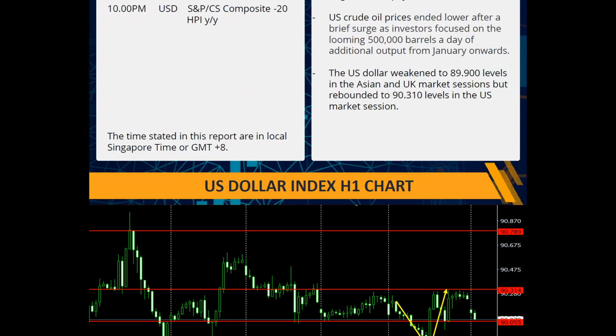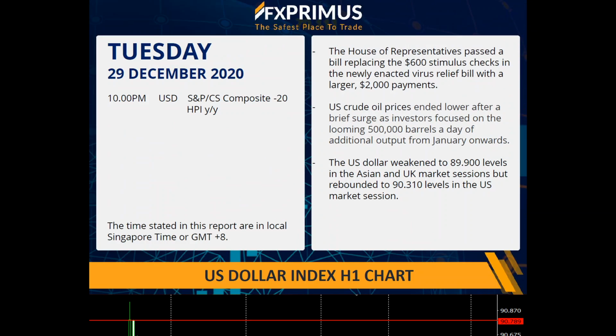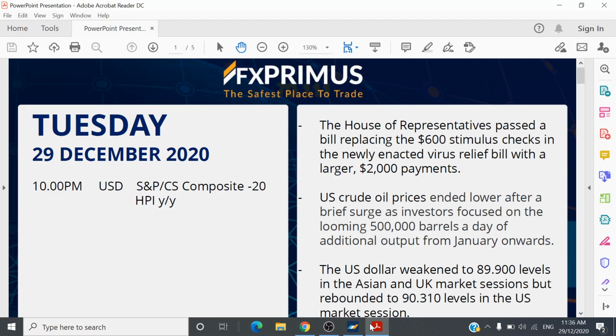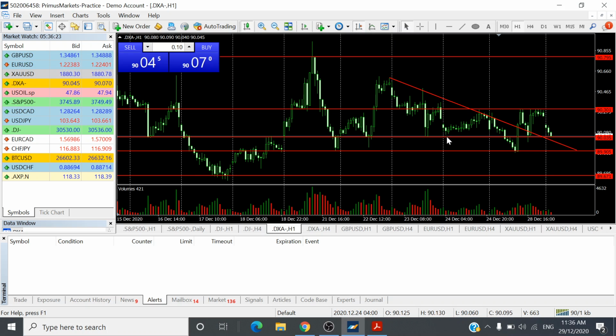So we're going to move on to the MT4 charts where we will be able to see in detail how the markets reacted over the last 24 hours.